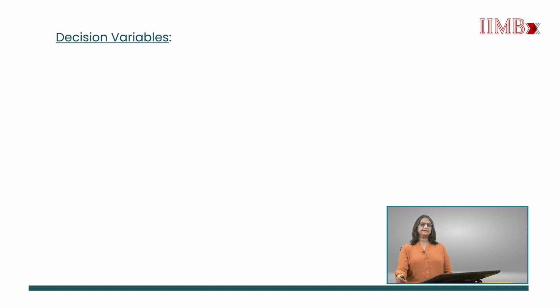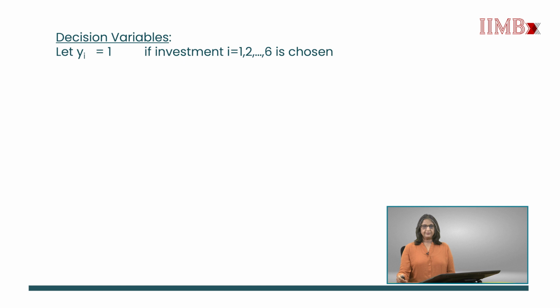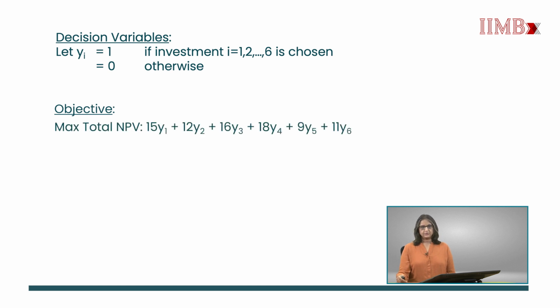So therefore, let's define yi to be a variable which will take a value of 1 if investment i is taken. i, of course, is from 1 to 6 for the 6 options. And yi will take a value of 0 otherwise. The objective is to maximize total NPV, which would then be 15y1 plus 12y2 plus 16y3 plus 18y4 plus 9y5 plus 11y6. How about the constraints?